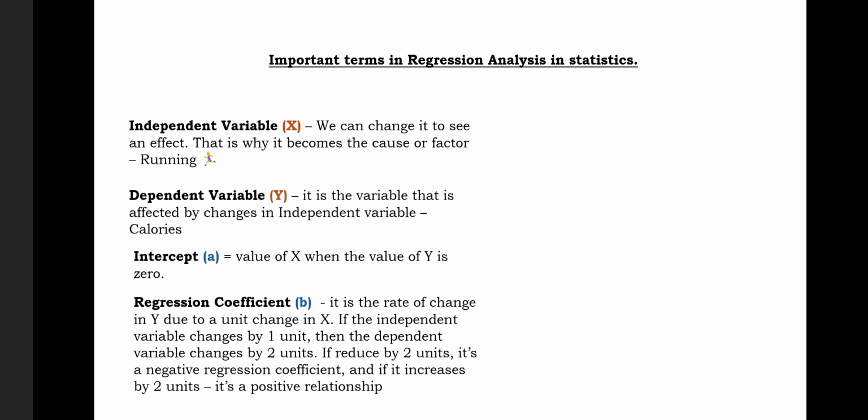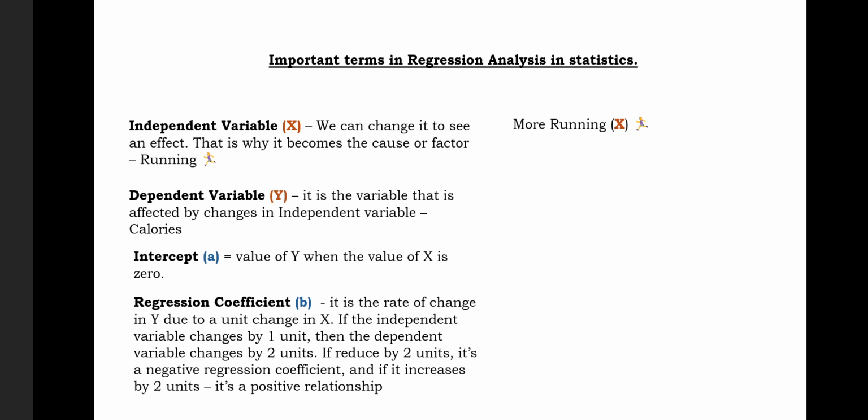So, in order to learn regression, it is very important to learn these four topics: independent variable x, dependent variable y, intercept a, and regression coefficient b. The regression coefficient tells you what kind of relationship two variables have. Intercept tells you the value of y when the value of x is 0. So we will change that a little, it was said by mistake. What is the value of y when the value of x is 0? This is called the intercept.